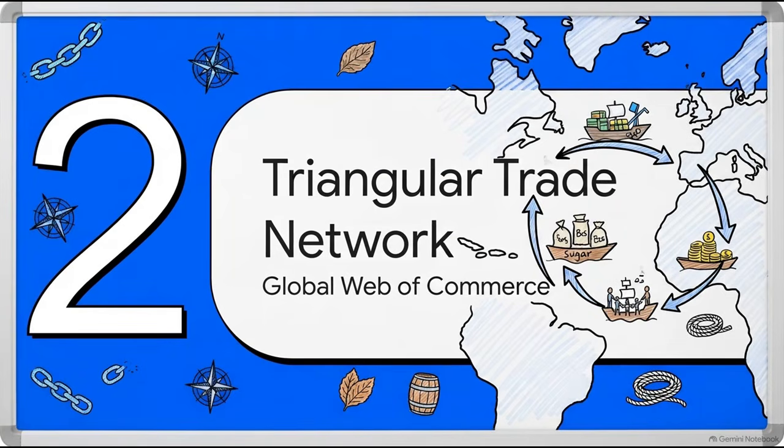Moving to Section 2, the triangular trade network. Because that immense demand for labor didn't exist in a vacuum, it gave rise to a massive, interconnected global web of commerce.